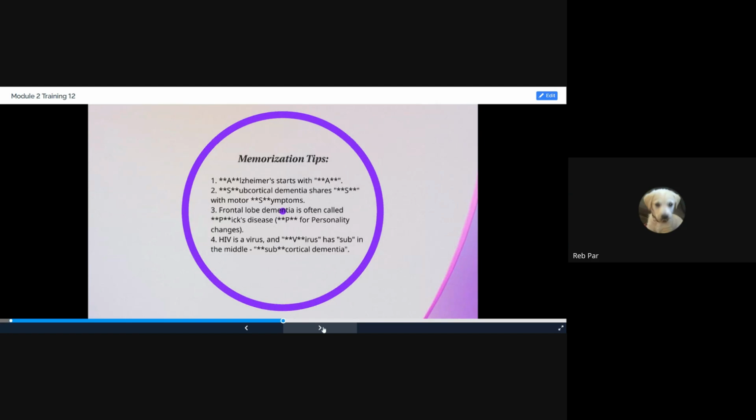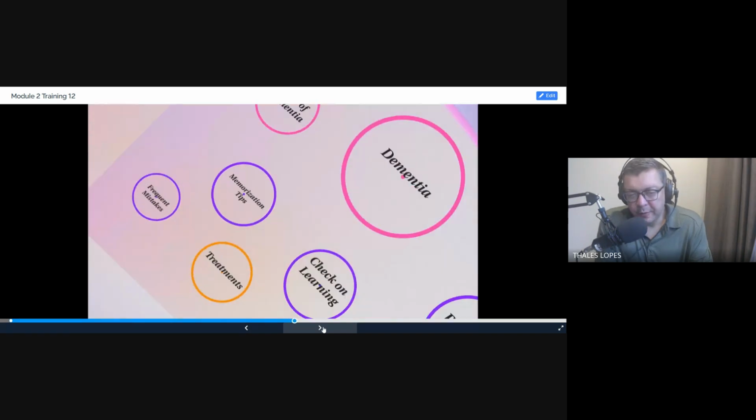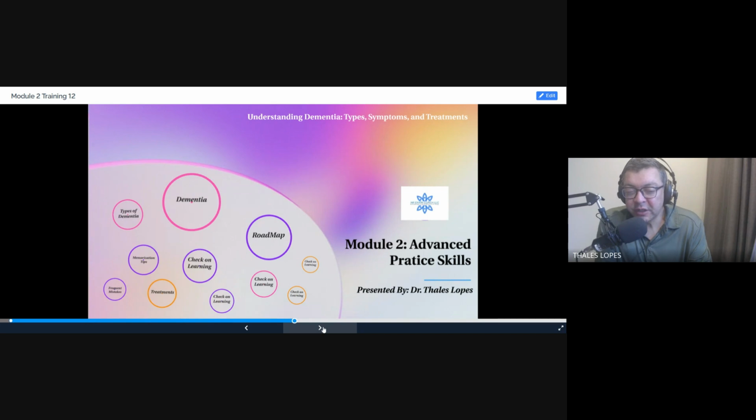All right, so a few things to memorize. You can say A for Alzheimer's, starts with an A. S for subcortical dementias, like your movement dementias. Frontal dementia is also called Pick's disease, for personality change. HIV is a virus, so V for virus has a sub in the middle for subcortical dementia. A few things to help you put it in place. But if you have a better one, share. You can share today, but you can also share in our forum so that others can see and learn from it. Okay?